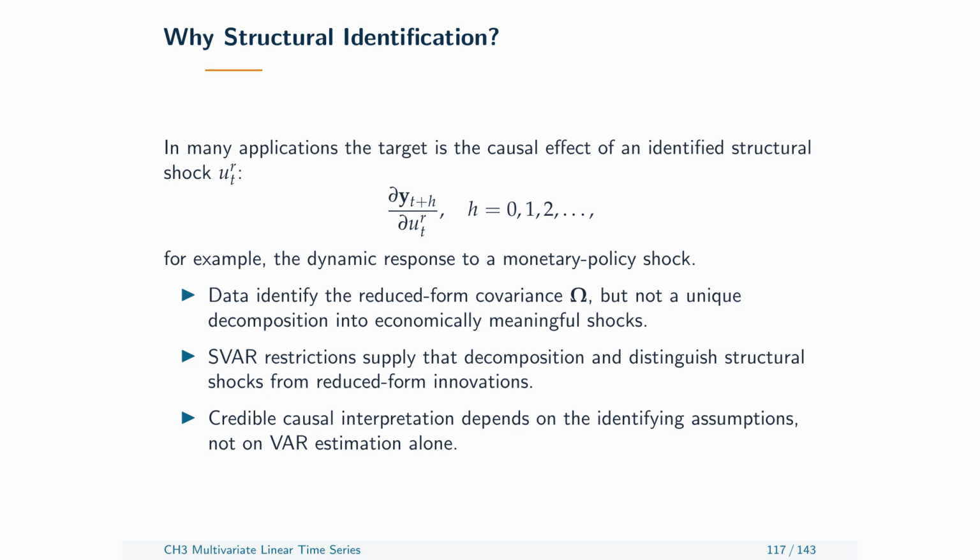A structural vector autoregression, or SVAR, adds restrictions intended to identify economically meaningful shocks. The target may be the dynamic response to a monetary policy shock, an aggregate demand shock, or an oil supply shock. Estimating a VAR is not enough to isolate such an event. Identification requires assumptions that map the observed reduced form innovations into mutually distinct structural shocks.